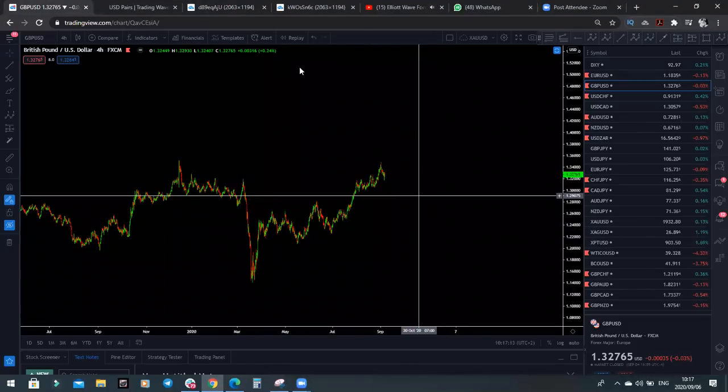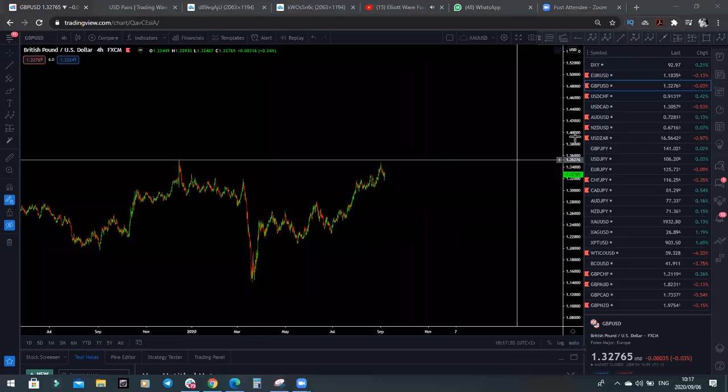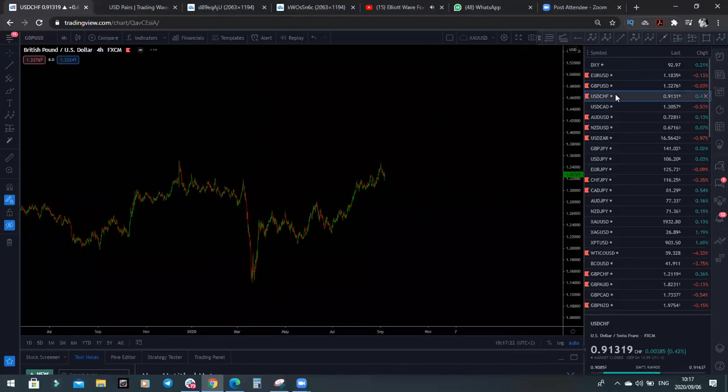So expect this one to pull back and make a move to the upside. Okay, that is pound US dollar CHF.